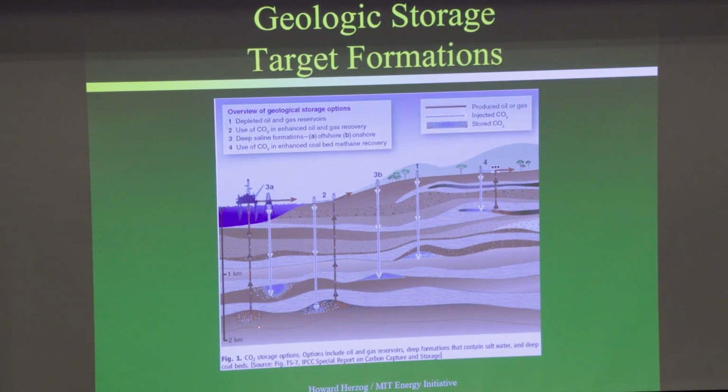The biggest possibility, shown here, is these deep saline formations. These contain briny water, and you can put the CO2 in these reservoirs. They don't have economic value, and you put it in the pore space. We'll talk about the mechanisms, what happens when you put it in, in a few minutes. And then sometimes people talked about putting it in coal seams, but that's unproven. So it's really depleted oil and gas wells, active oil, and then these deep saline formations that are the targets.